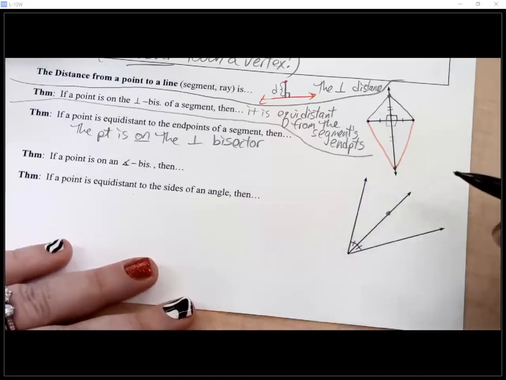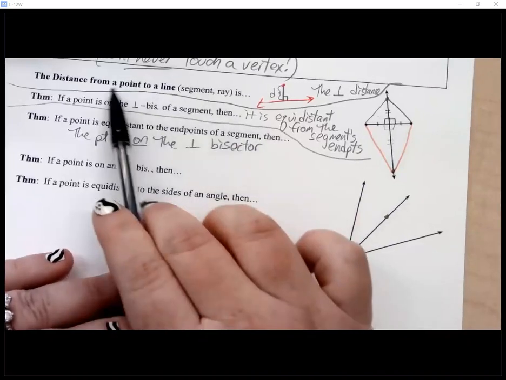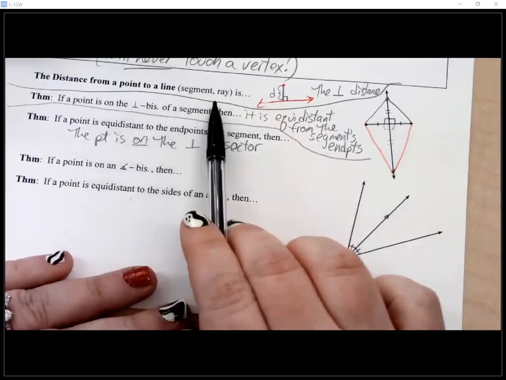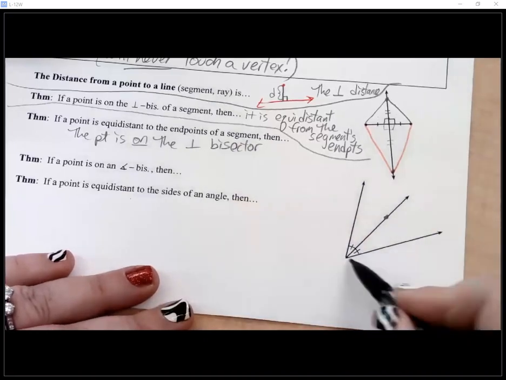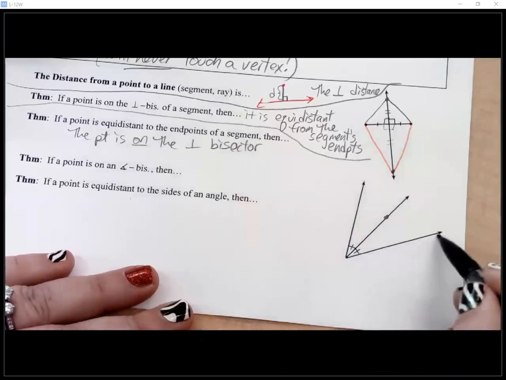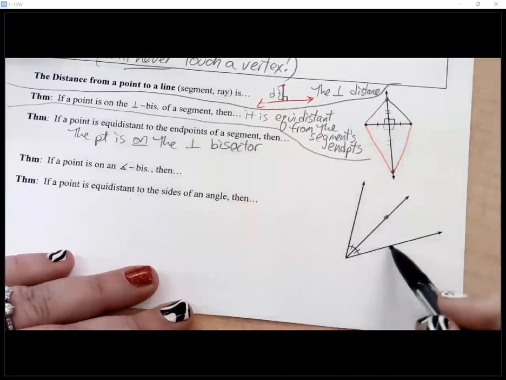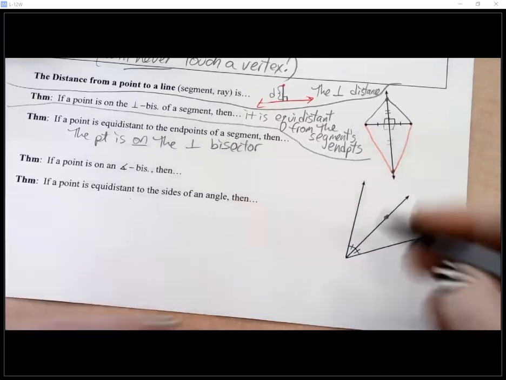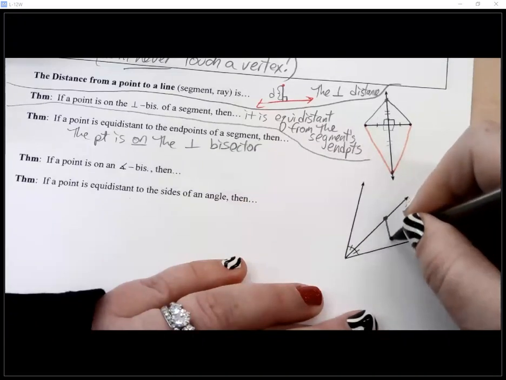Now, remember up at the top here, we talked about finding the distance from a point to a line. That's what I'm going to do. I have a point, and then I have a line down here, the side of the angle, that the point's not on. If I were to measure the distance from this point to this line, I'm going to drop a perpendicular. Drop the perpendicular as best you can. You want it to really actually look like it's a 90-degree angle.